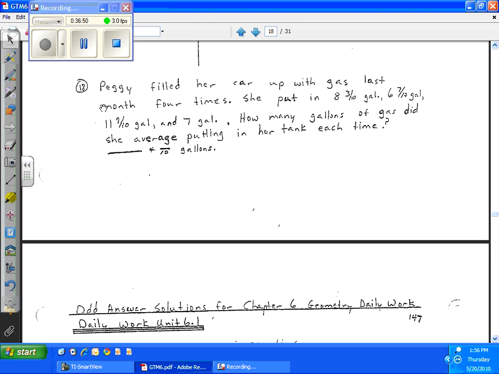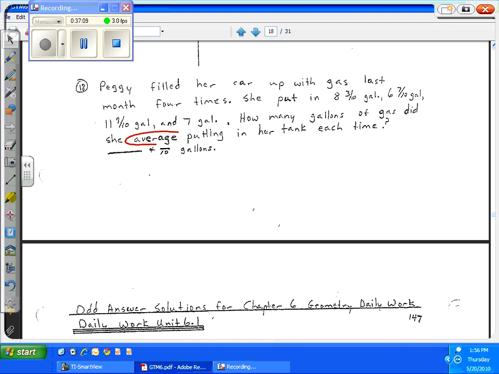Try to do it. Peggy filled her car up with gas last month 4 times. She put in 8 3/10 gallons, 6 7/10 gallons, 11 9/10 gallons, and 7 gallons. How many gallons of gas did she average putting in her tank? To find the average, you're going to take the sum of the items divided by the number of items. That is on page 66 of the algebra text. And we're going to leave that one for you to do, and that brings us to the odd answer solutions. Okay?